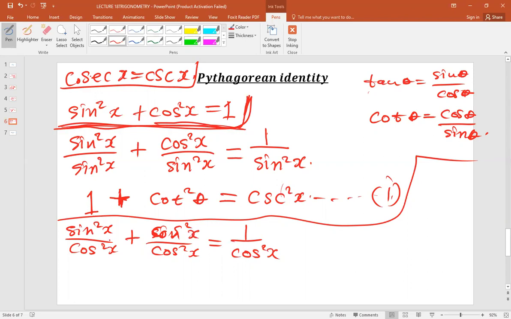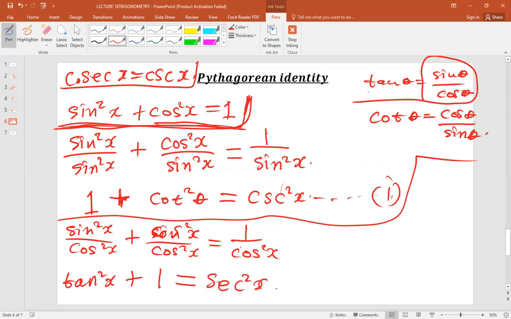So sine squared x divided by cos squared x, the answer is simply tan. Remember what I said? Tan theta is equal to sine over cos. So sine over cos, we're getting tan squared x. Then you also have cos squared x divided by cos squared x, the answer is 1. Then this will be equal to 1 over cos squared x. This is just the same as sec squared x. So this is the other important identity which you have to know.